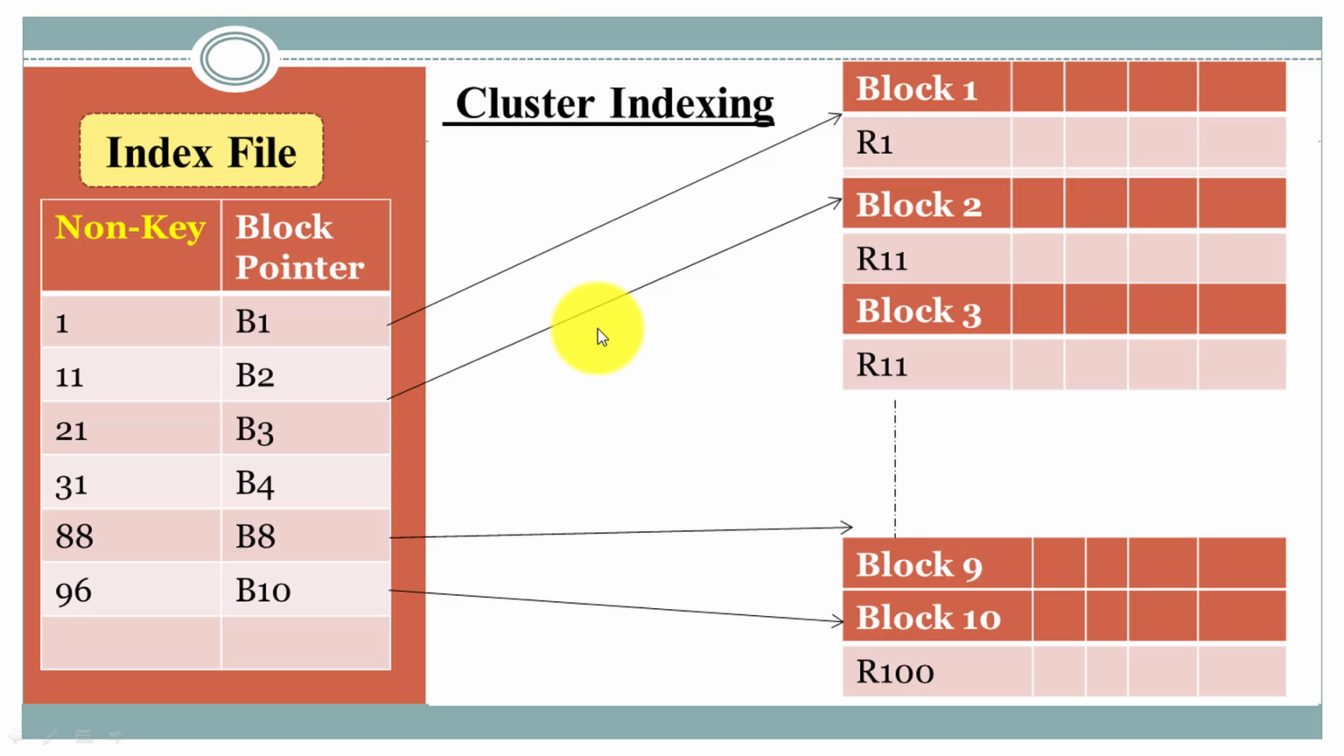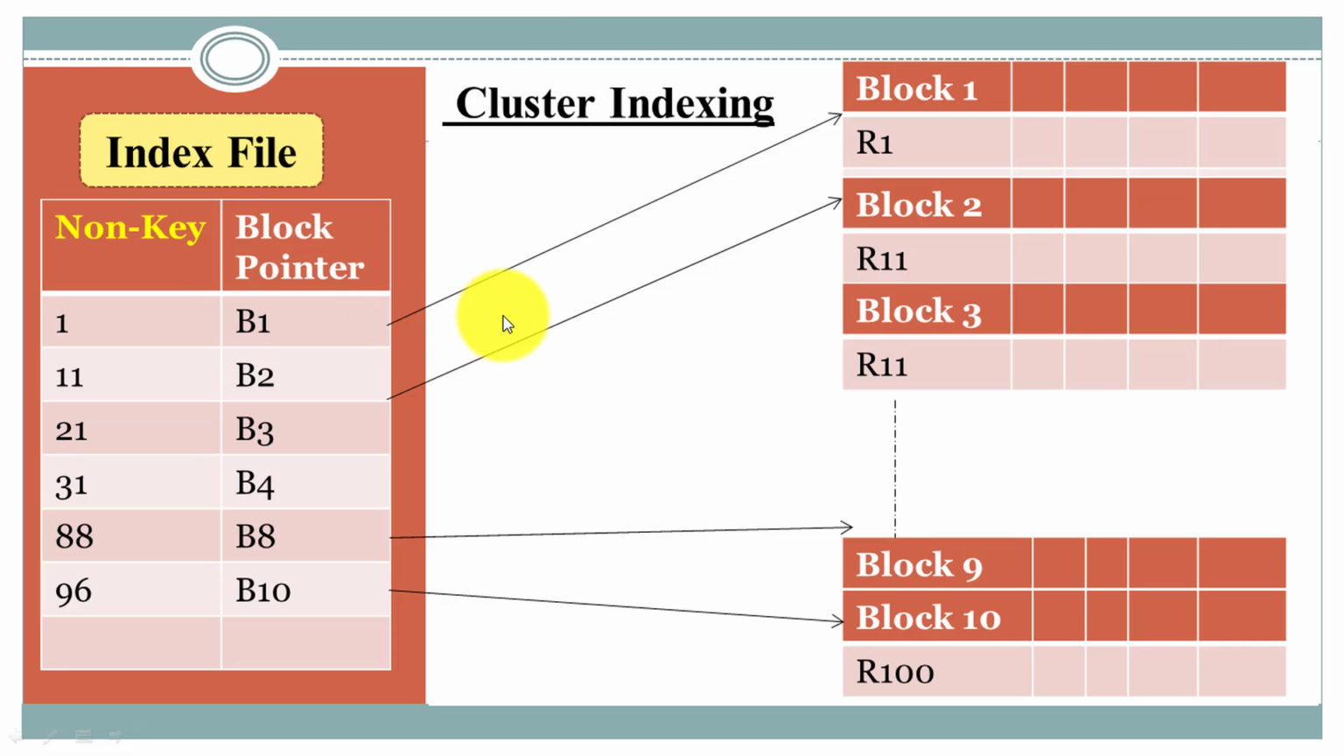So in primary indexing, the main file is a sorted file and indexing can be applied on the primary key or order key. But in case of clustering index, in the index file, we apply it on non-key attributes.